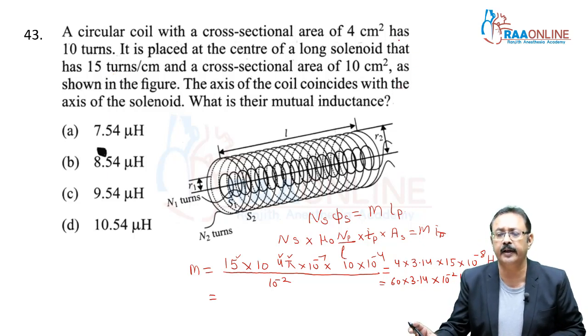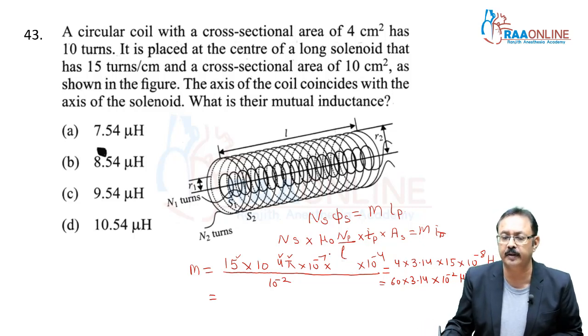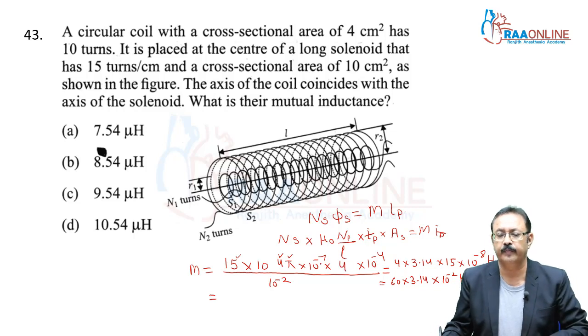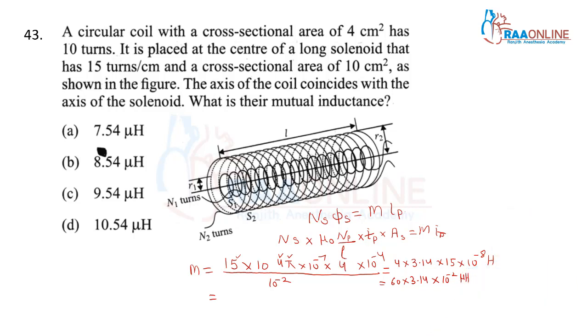So not 10. We have to take 4 centimeter square. It should be 4 centimeter square, not 10. It should be 4. So what will we get now? Calculation, we do the calculation again, because we are taking it as primary. L is for primary and L is given for this solenoid. So it should be primary, meaning the coil is doing the work for secondary.